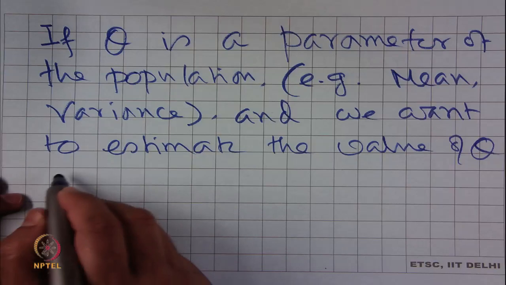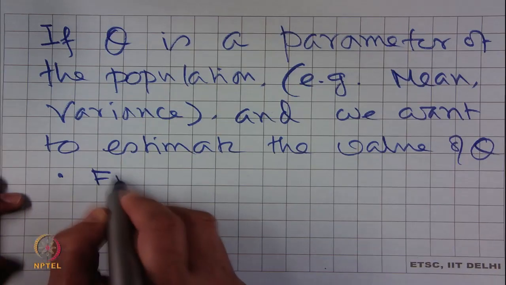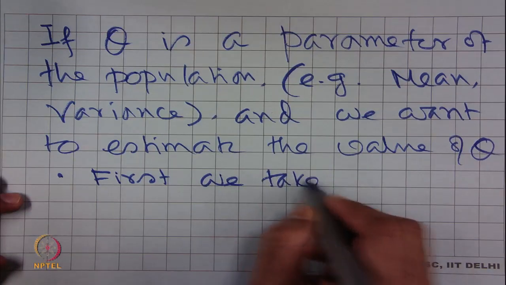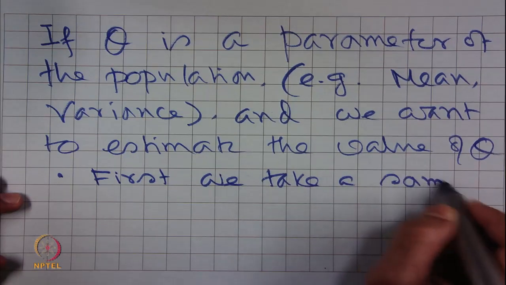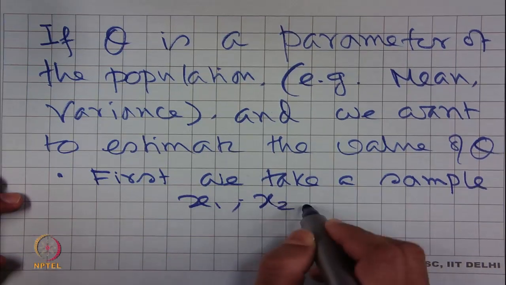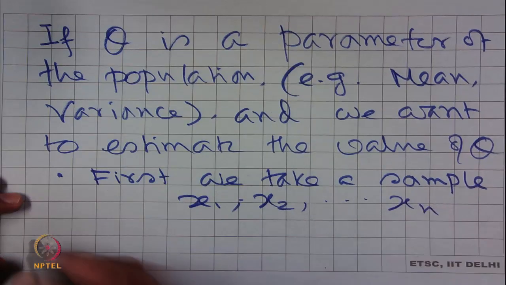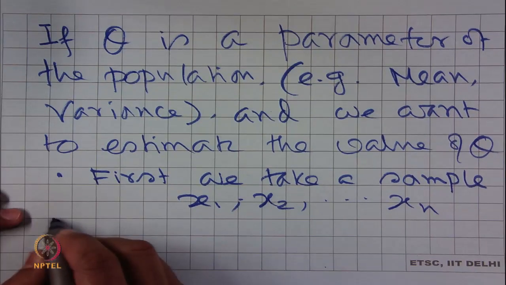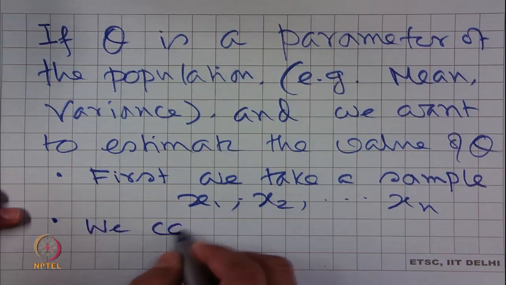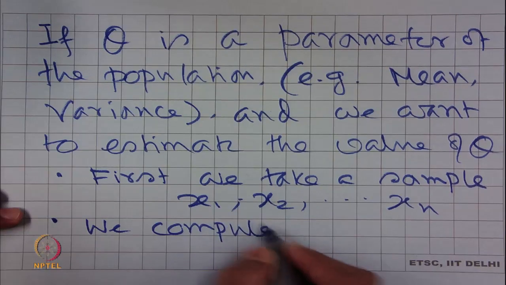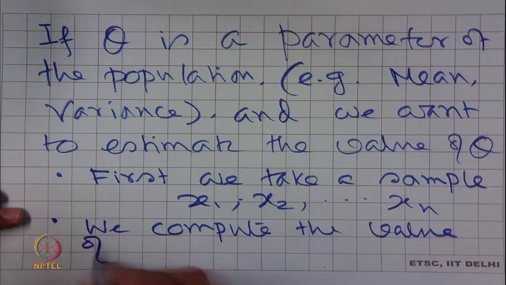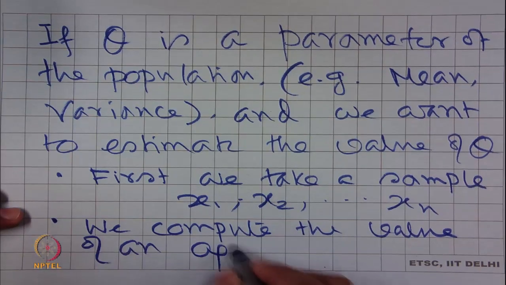then what do we do? First, we take a sample x1, x2 up to xn, then we compute the value of an appropriate statistic.